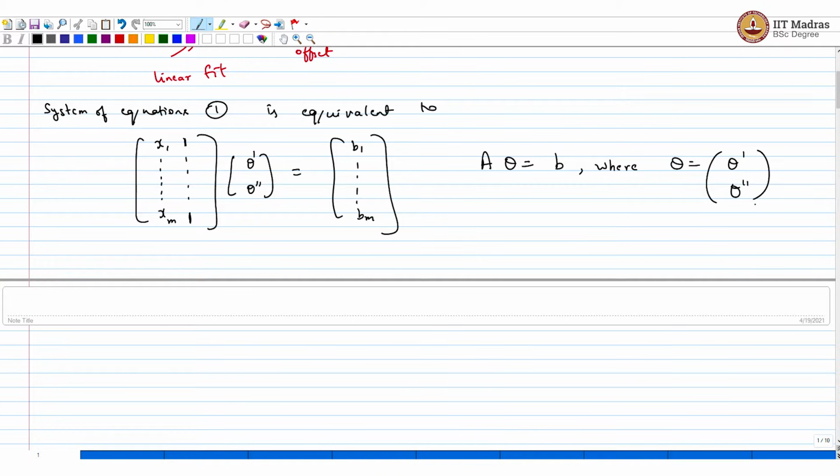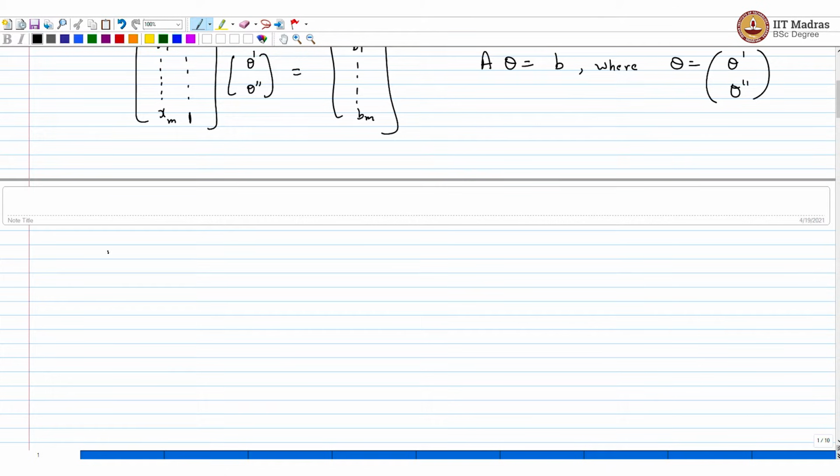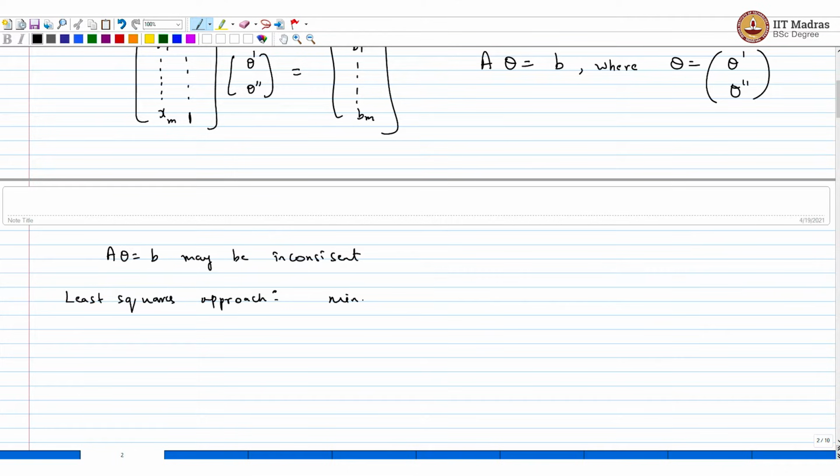Your job is to find theta. A theta equals b again may not be solvable. The same story that we have seen before. A theta equals b may be inconsistent. So the least squares approach is to minimize this error, b minus A theta squared.